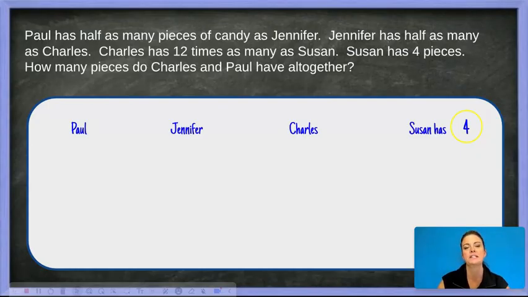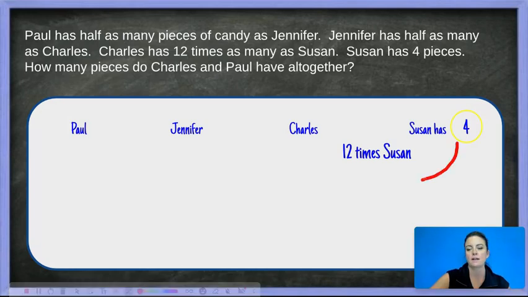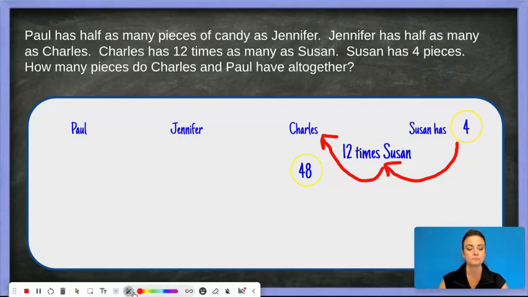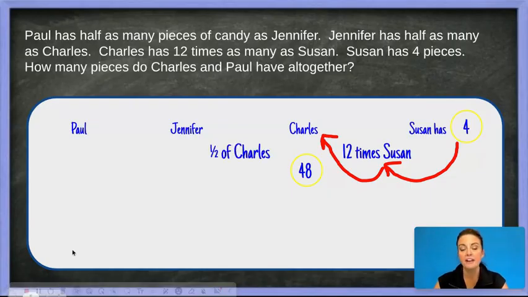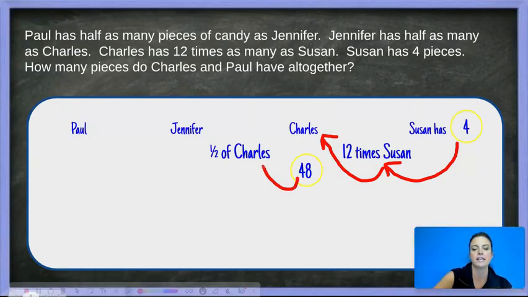They say that Charles has 12 times as many as Susan. So what we're going to do is take the information that we know, and we know that Susan has 4, and Charles has 12 times that. And so when we do that calculation, we should understand that Charles has 48. Let's keep going backwards. The next step says that Jennifer has half of what Charles has. And so we're going to take Charles's 48, and we know that Jennifer has half of that.